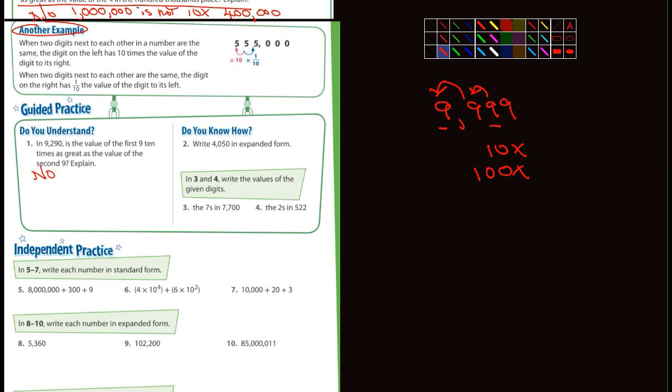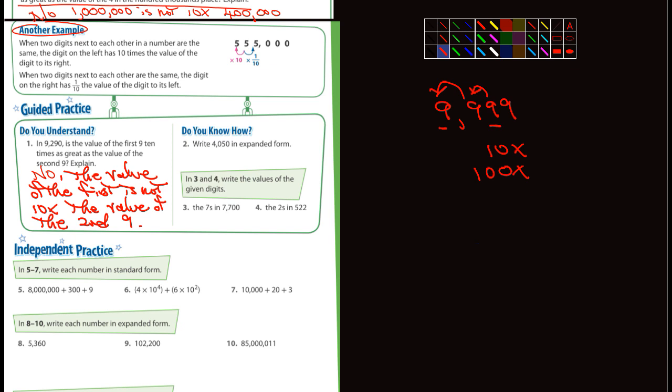It does say to explain. Well, no, the value of the first is not 10 times the value of the second 9. Okay.